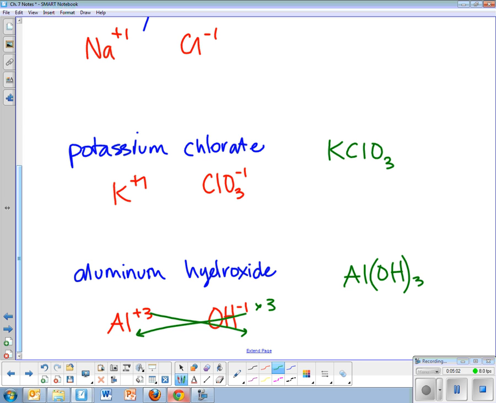The way we read formulas like this with parentheses is we say taken however many times, however many your number is outside of the parentheses. So this would be Al(OH) taken 3 times.